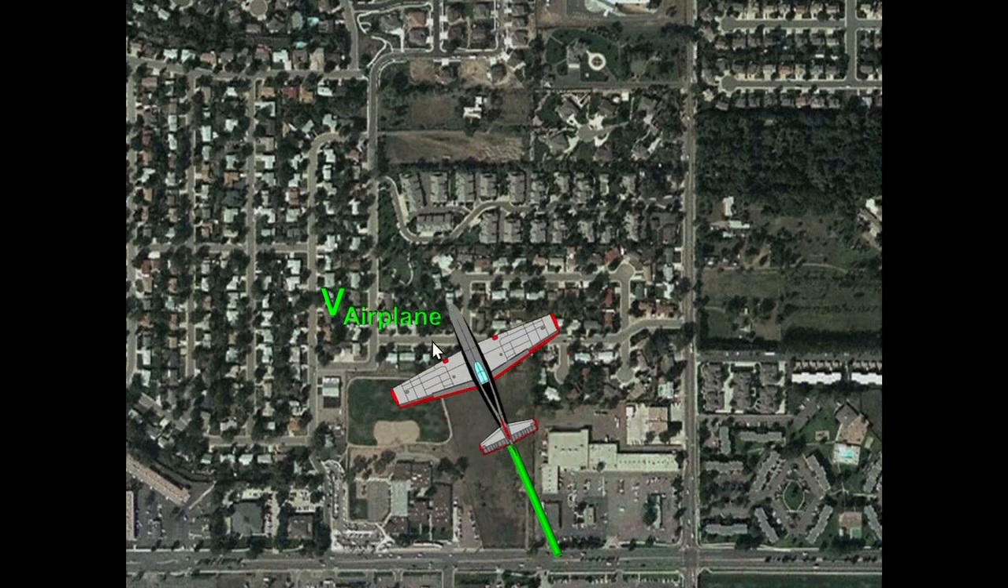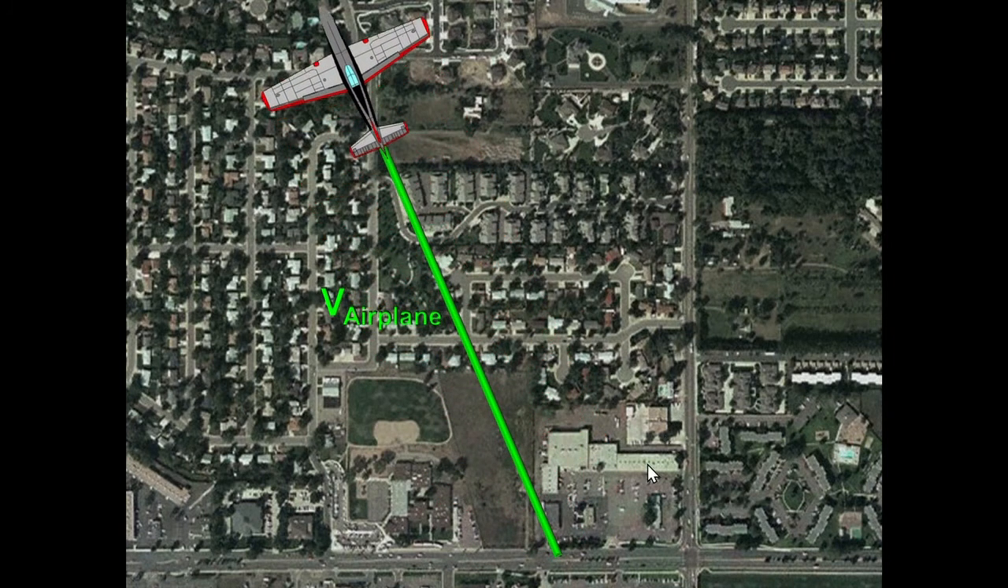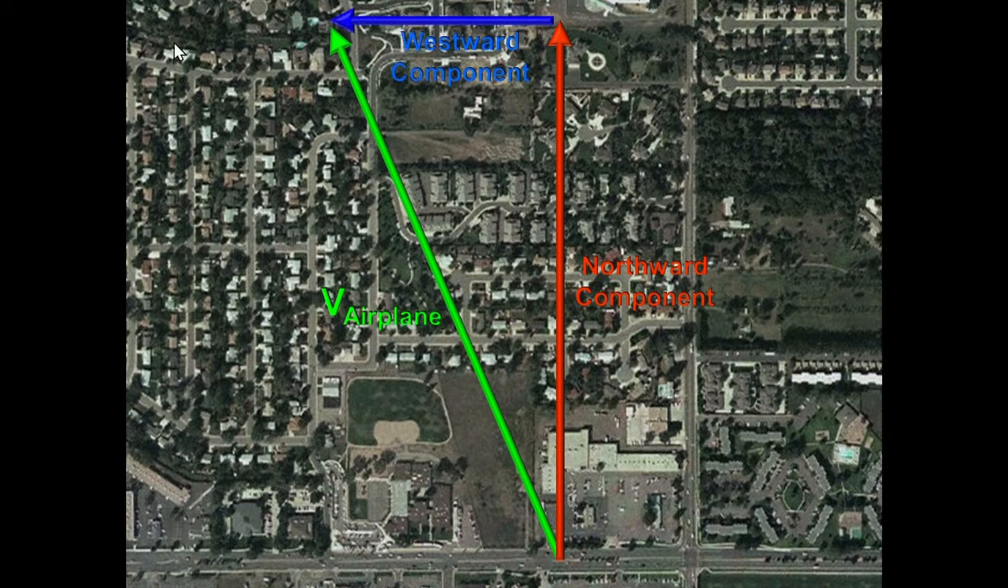So a plane is flying like this, and it would be flying north and west. There is a component north, there is a component west. If the wind is blowing to the right with the same velocity as this component, the plane would be able to fly straight north like this.